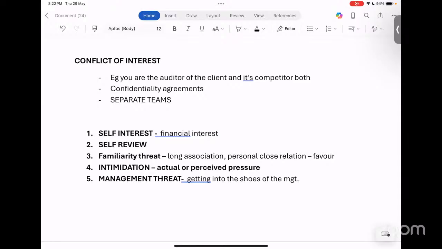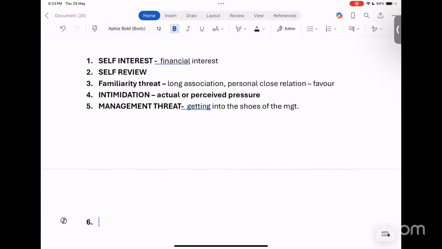And if management threat arises, then it cannot be reduced to an acceptably low level with any safeguard. For example, you start thinking that you are responsible for the design, implementation, and monitoring of the controls, and you are the one who is reviewing the controls. That does not make sense, right? It's like you wrote your own assignment and you think you are able to check your own assignment. That's not possible. So management threat means you start doing the work which management is supposed to do, or you start thinking like the management. You become too attached to the client and you think, okay, the client is my responsibility. So that cannot be reduced to an acceptably low level.